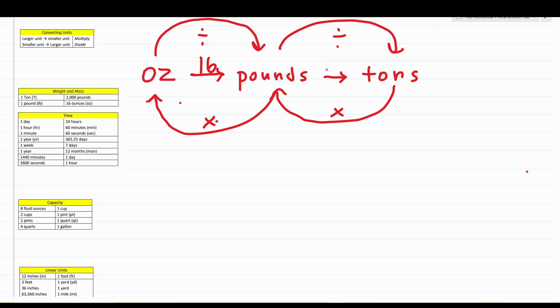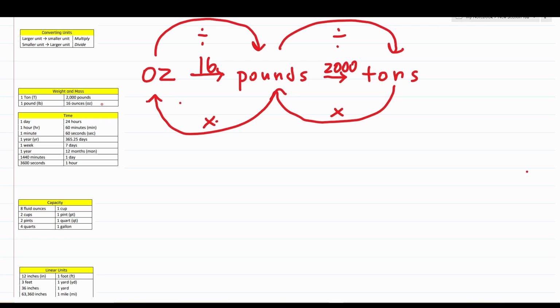Well, you have to know that there are 2,000 pounds in every ton. So to go from pounds to tons, you would divide by 2,000. Similarly, to go from tons to pounds, you would multiply by 2,000. So again, if you know that there are 16 ounces in every pound and 2,000 pounds in every ton, and to go from small to big, you divide, and big to small, you multiply, you should be able to quickly and easily make all these conversions involving weight and mass.